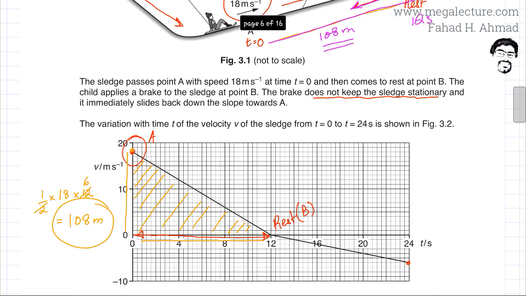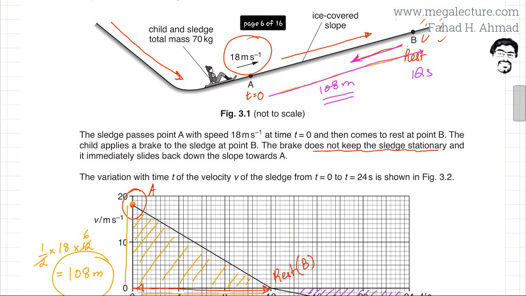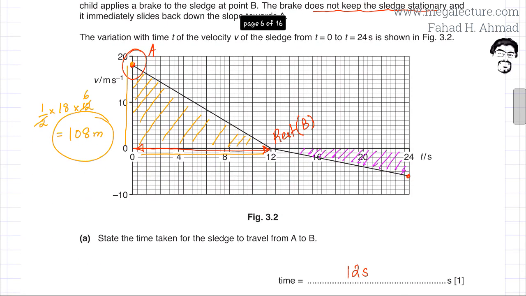So now I'm moving to the next part. After taking rest at B, the velocity starts to move in the opposite direction. So in the next 12 seconds, this is the velocity time graph area. This is the area that is covered, because now the sled is moving backwards. This sled over here, after reaching point B, is going to start moving backwards. It's going to go down the hill back again. So we're going to calculate how much distance it travels.